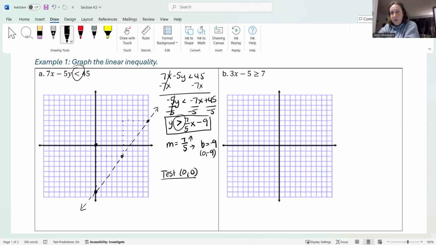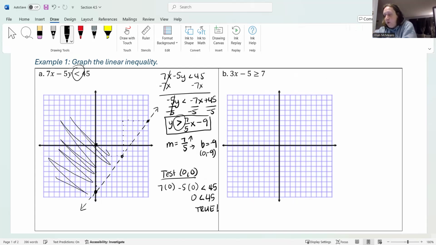I'm going to take my original inequality and plug in 0 for x and y. So I get 7 times 0 minus 5 times 0, and I need to know if that is less than 45. Well, 7 times 0 minus 5 times 0 just becomes 0, and 0 is less than 45. This is true. So my test point, (0, 0), is part of the solution set, which tells me to shade on top of my line.